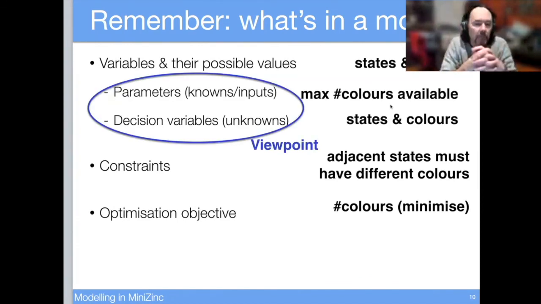Okay, so in fact, there's 2 kinds of variables that we will see in models. The parameters are the knowns or the inputs. So typically we'll build a model to answer more than one question, and we want to read in some data which defines the particular question that we're answering. So that's going to be one thing we're going to need. And then the decision variables. So parameters are just known input things, and decision variables are the unknowns. They're the interesting ones. That's what the constraint solver is magically going to decide for us.